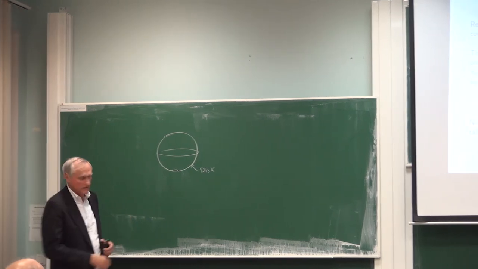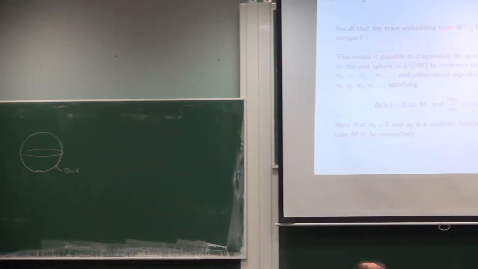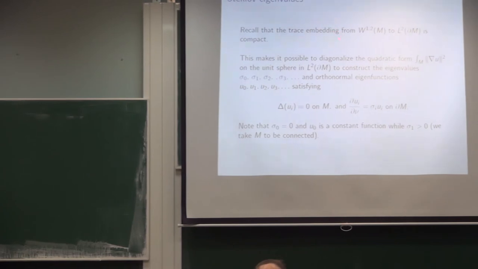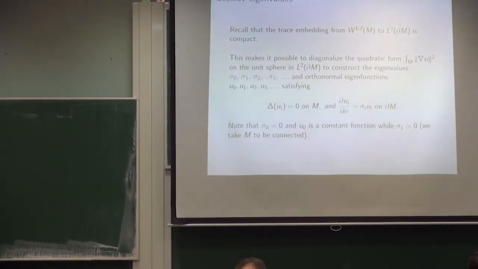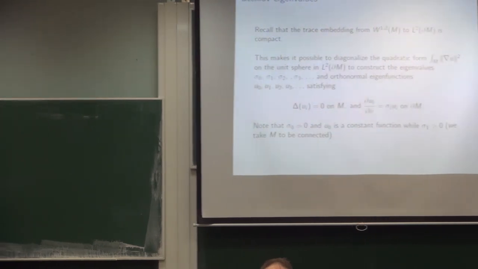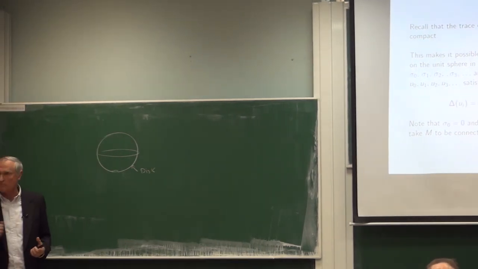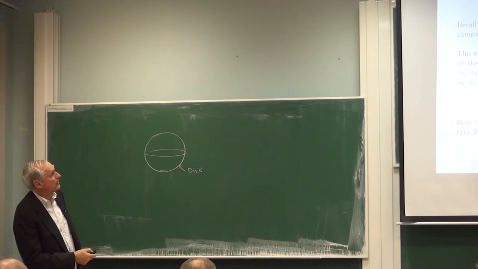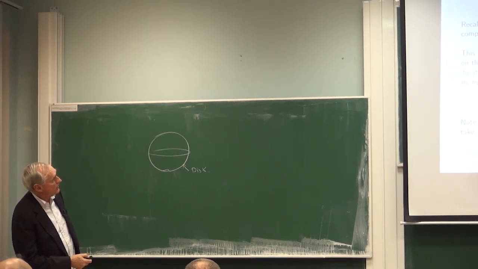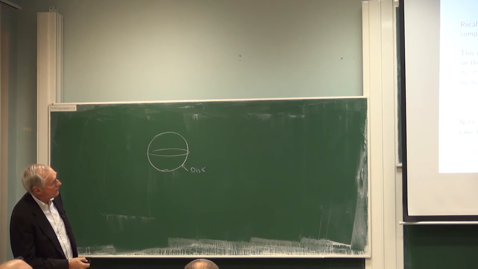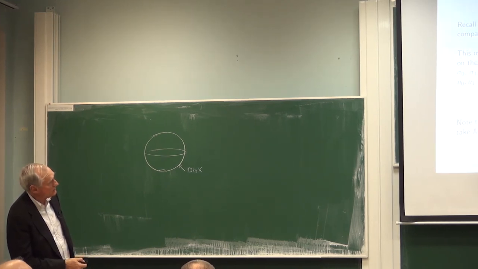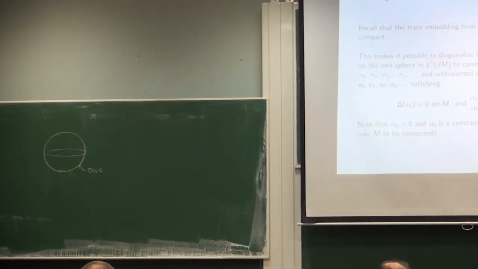Okay, and in fact, we can see it has discrete spectrum by recalling it's related to the trace embedding of W^{1,2} into L2. So if you take a function which has square integrable first derivatives, then such a function can be restricted to the boundary of a domain, and on the boundary of the domain it's L2, and in fact the restriction map from W^{1,2} of M to L2 of the boundary is a compact operator. Okay, so that's the relevant information which makes the spectrum discrete, and so it's possible to diagonalize and get the eigenvalues by diagonalizing the Dirichlet form, the quadratic form, on the unit sphere of the boundary.